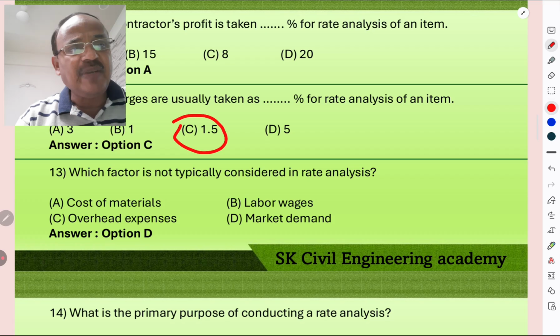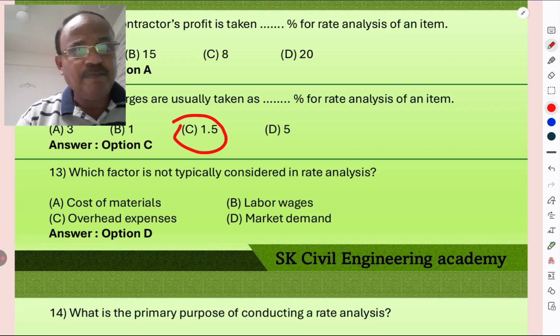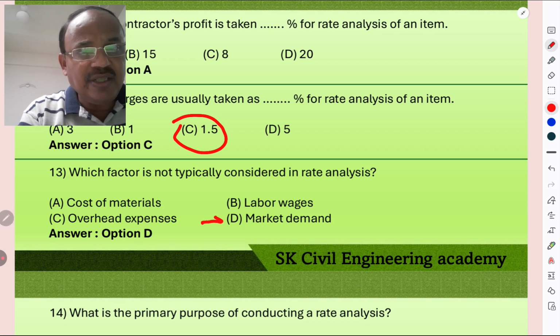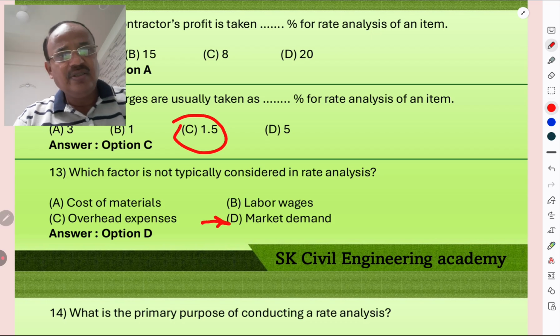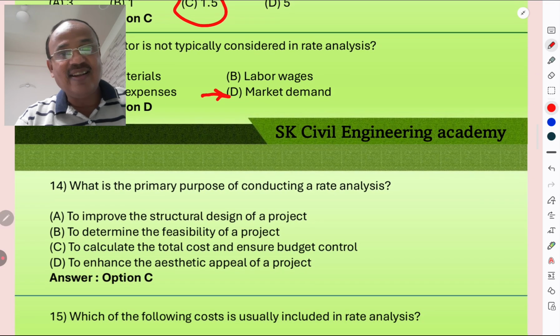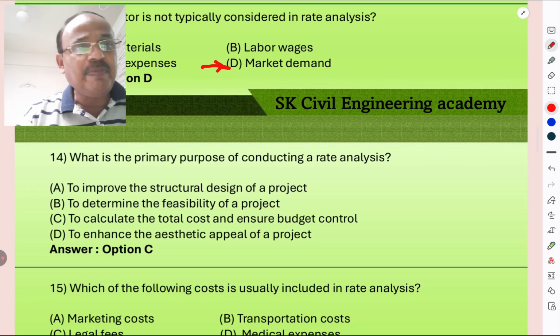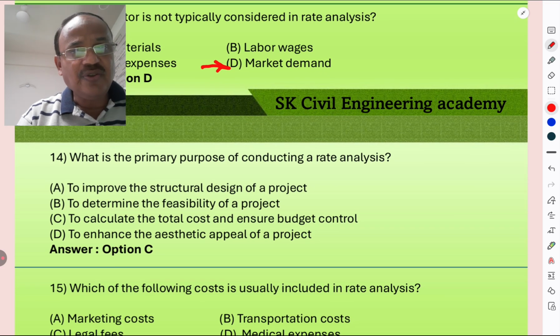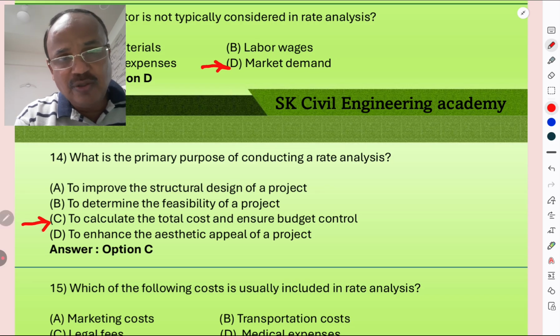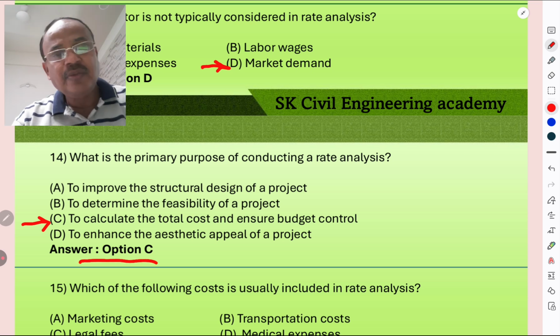Which factor is not typically considered in the rate analysis? Cost of material, labor wages, overhead expenses or market demand. The market demand is not typically considered in the rate analysis. What is the primary purpose of conducting a rate analysis? To improve the structural design, to determine the feasibility of the project, to calculate the total cost and ensure the budget control, or to enhance the aesthetics. The option C is the most appropriate answer.